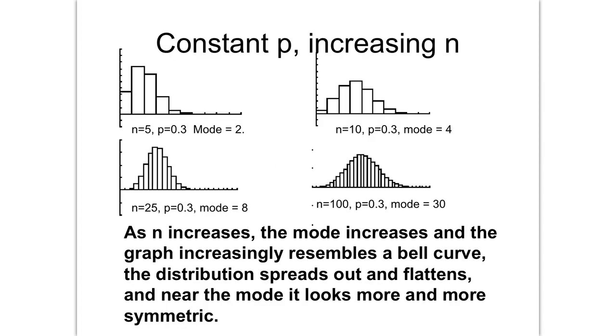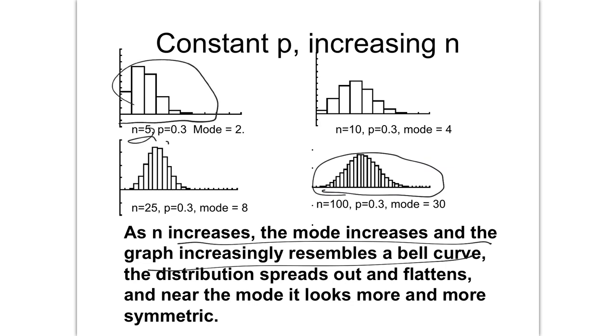Now, what about if we have a constant p, where our probability of success is 0.74 and it is fixed, and now all we're doing is changing the number of trials. As n increases, the mode increases, and the graph increasingly looks more and more bell-shaped. At first, we had 5 trials. Then when we had 10 trials, it starts to appear a little more shaped like a bell. With 25 trials, it's even more so. And with 100, it almost looks perfectly like a normal curve. This distribution spreads out and flattens, and it looks more and more symmetric.